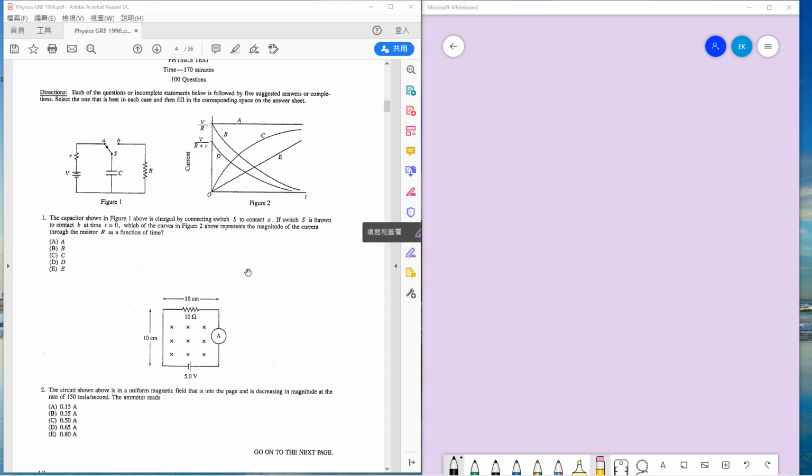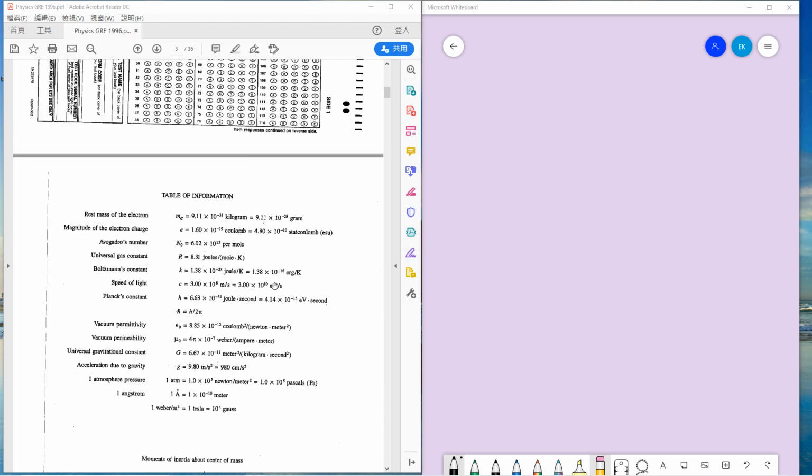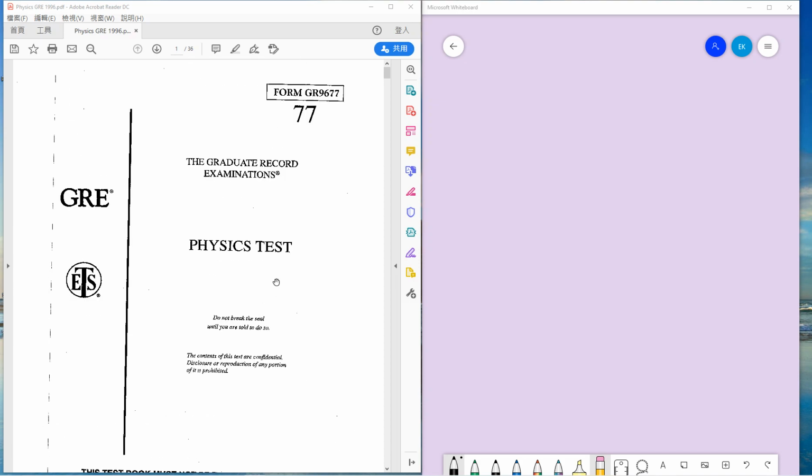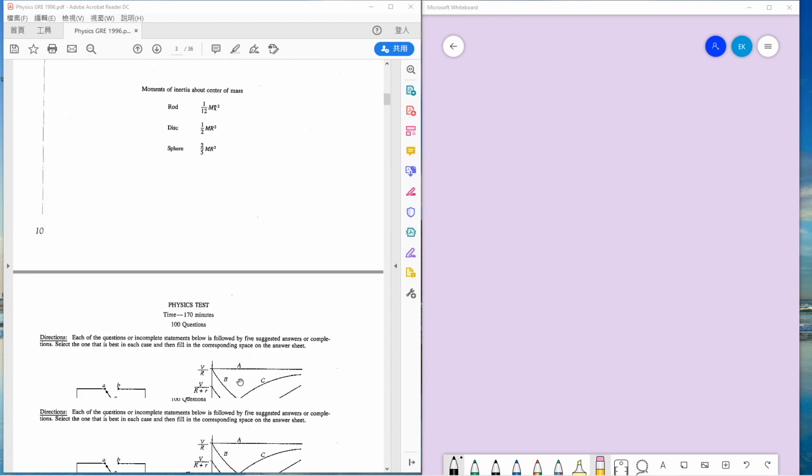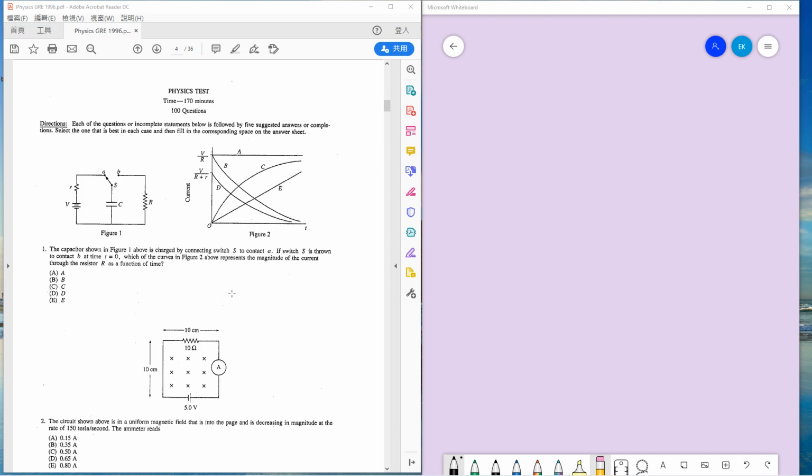Welcome guys. So we are starting a new physics GRE subject, new form GR9677. So we start from the first one and then go to the hopefully we can go 1 to 10.